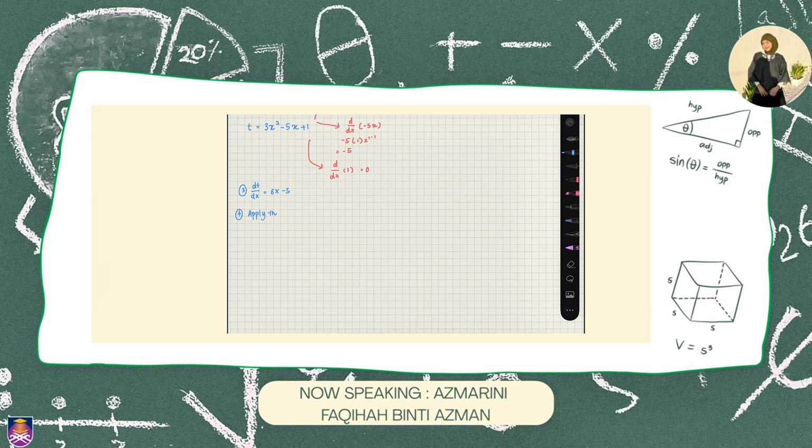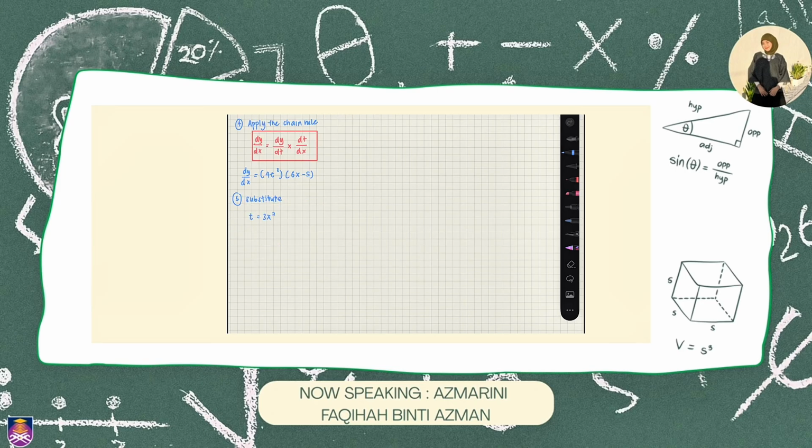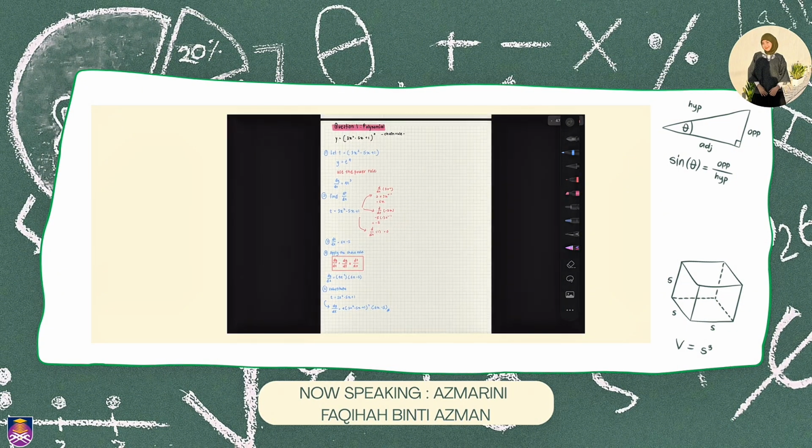Then I apply the chain rule by multiplying dy over dt and dt over dx. This gives 4t to the power of 3 times 6x minus 5. Lastly, we have to substitute t back with 3x squared minus 5x plus 1. So dy over dx is equal to 4 times 3x squared minus 5x plus 1 to the power of 3, multiplied by 6x minus 5. That's the answer for this question.